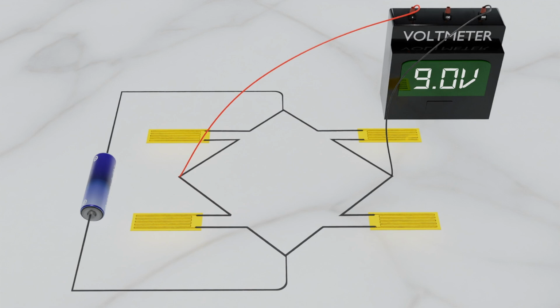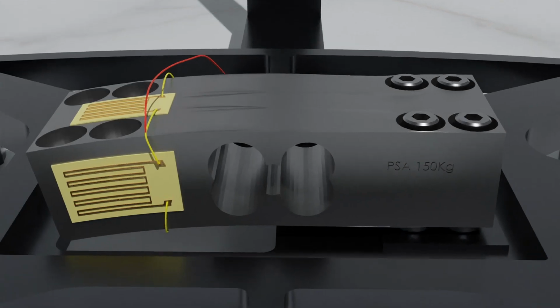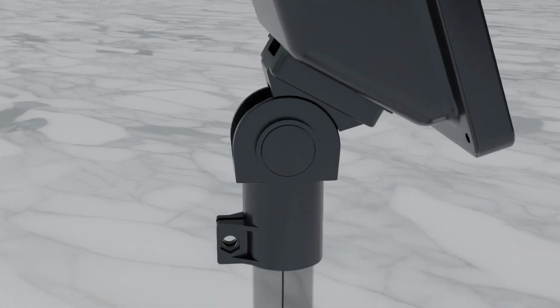The voltage signal output from the Wheatstone bridge circuit is relatively small and requires amplification for accurate measurement. An amplifier circuit is employed to amplify this signal to a level that can be accurately processed by the subsequent electronic components. Then the amplified analog signal is converted into digital form using an analog-to-digital converter. This conversion allows the continuous analog signal representing the applied force to be digitized into discrete digital values, which can be further processed by digital circuits.